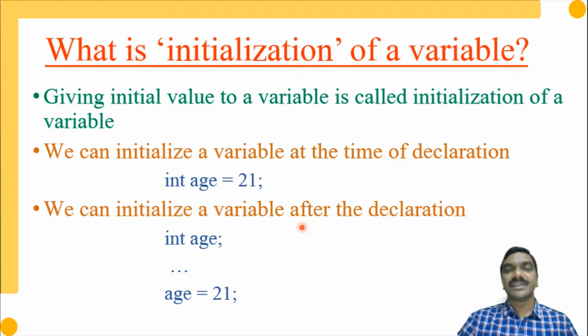Then we can initialize a variable after the declaration. You can close the declaration here with a semicolon. Then after some time, after a few statements, you can write age = 21. You can also write like this. This is initialization.